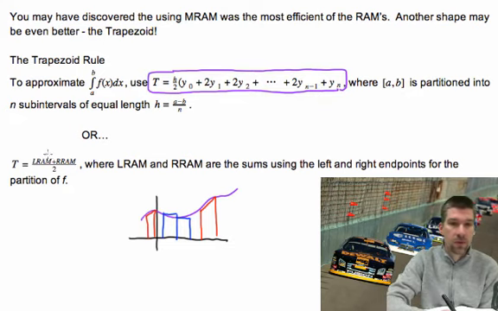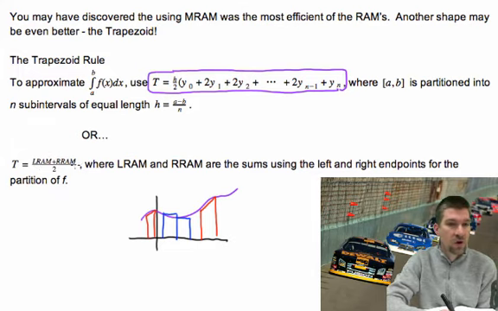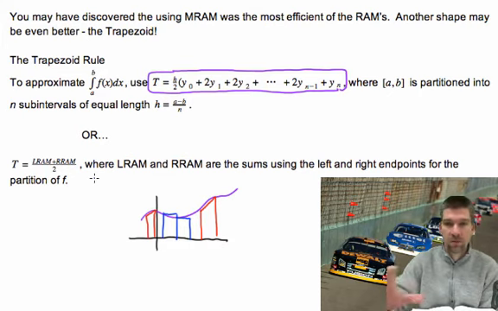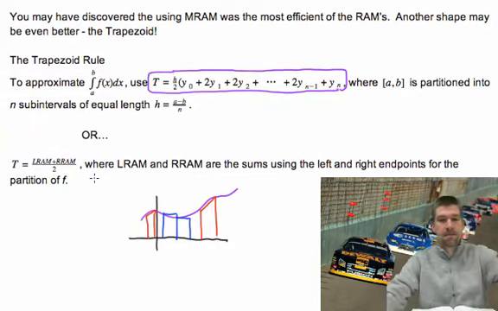Or we could do LRAM plus RRAM divided by 2. That's another way that we could get a really good approximation. So this is the setup. There's no real example on this one, but this is the formula that we're going to use, and we'll look at how that formula is used on the next slide.